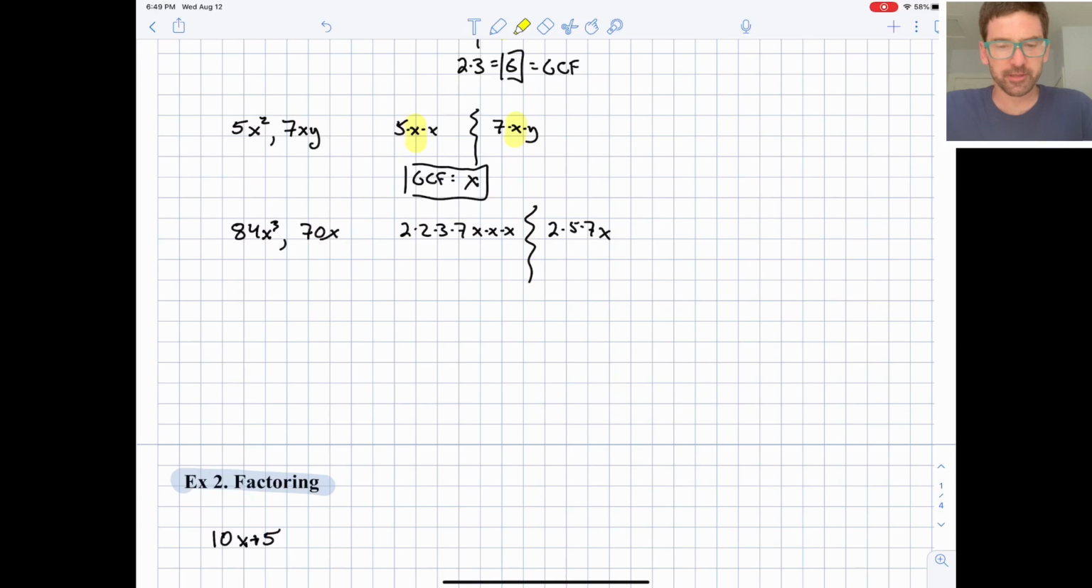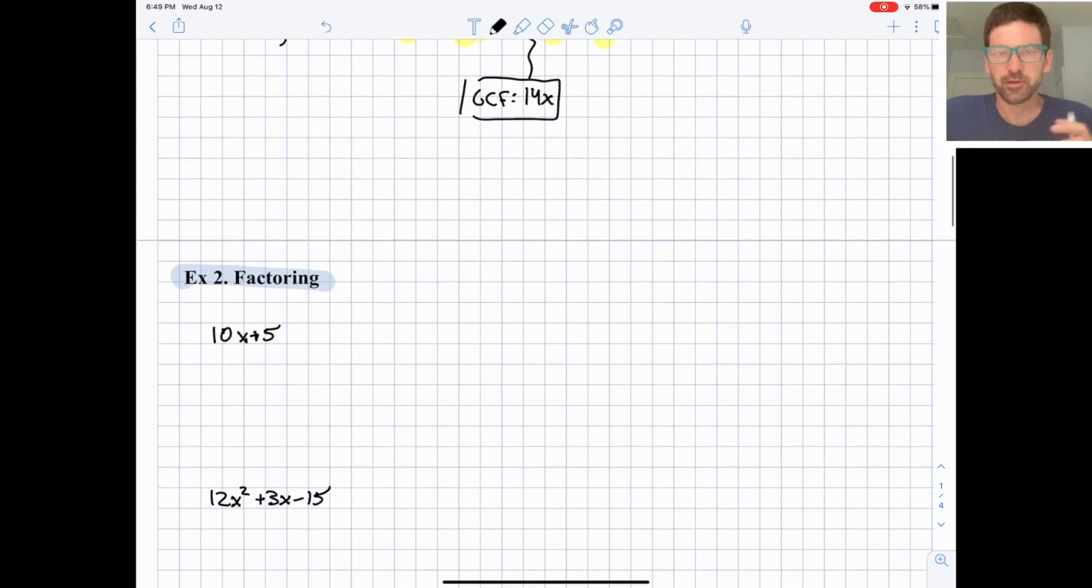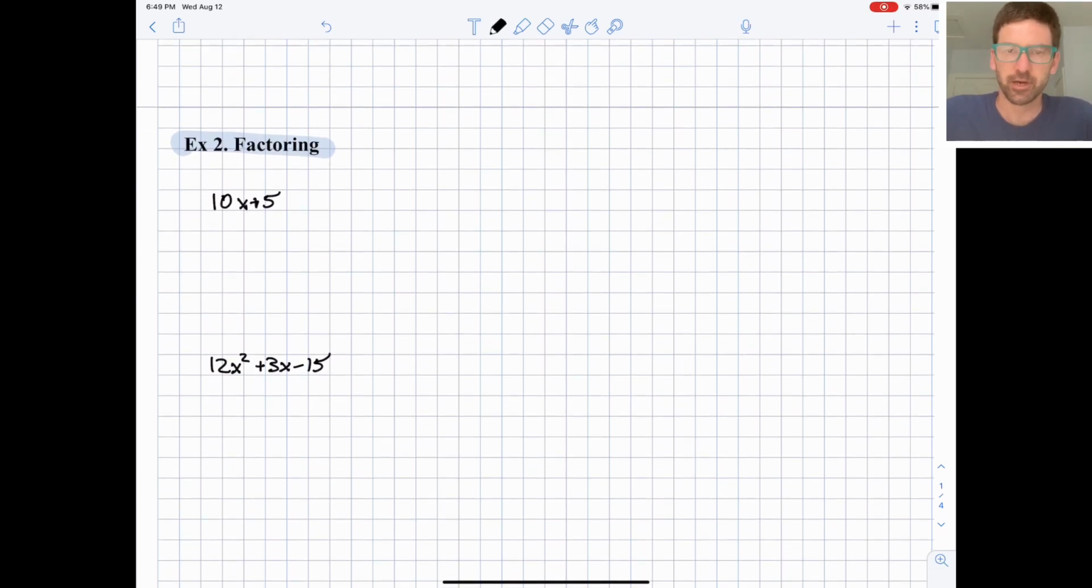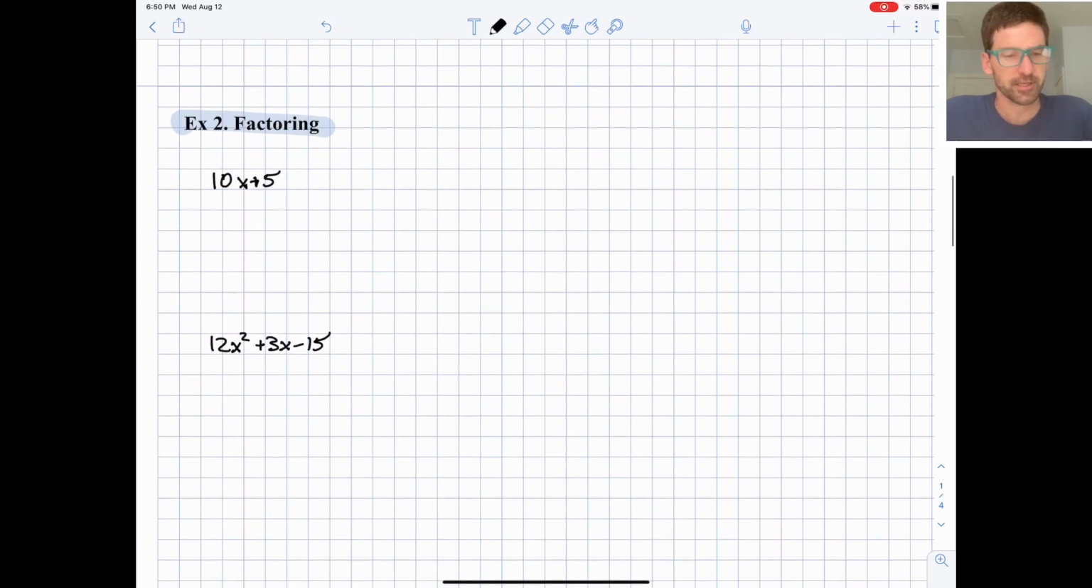So we'll just highlight the common terms. Each one has a 2, each one has a 7, and each one has an x. Okay, so our GCF is going to be 2 times 7 is 14x. Okay, that's the greatest term that evenly goes into both. So I just spent a good chunk of time really carefully going through how to get a GCF. I'm not going to go through that process for these next ones. I'm going to assume you've internalized it a little bit, but feel free if I'm going too fast to pause the video and then go through that process for these.